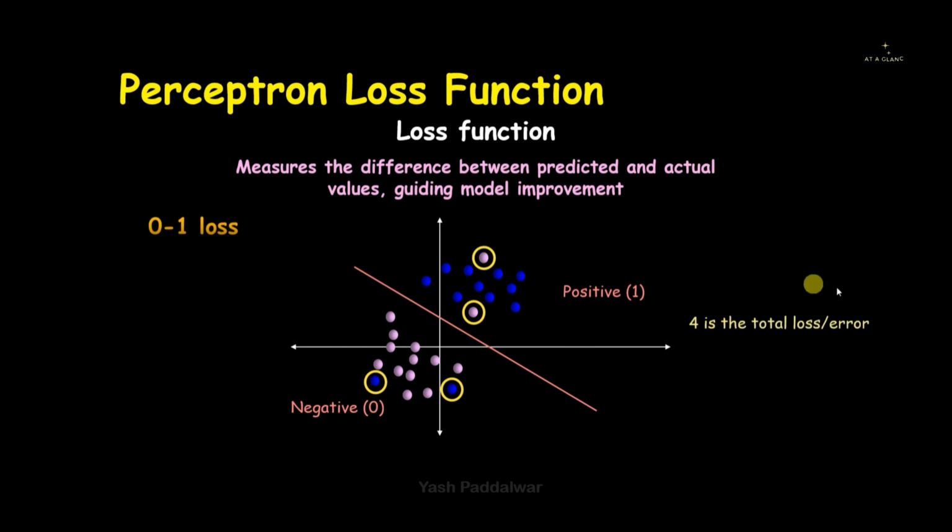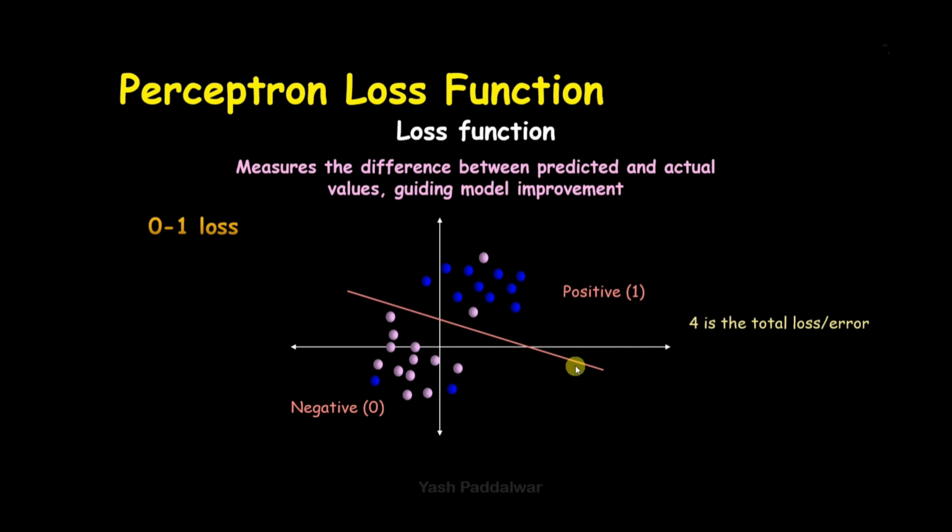So here you can clearly see we have a total of 4 misclassified data points. So that is why the total error using the 0-1 loss is 4. Using the 0-1 loss technique, we have got the total error as 4. Now what if we change the classifier?